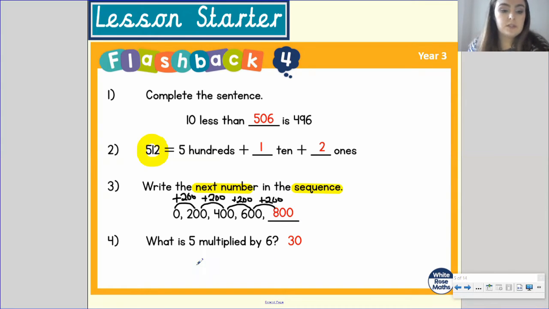And question number 4 says, what is 5 multiplied by 6? So you're doing 5 times 6, 5 lots of 6, which is 30. So give yourself a tick if you got that correct.